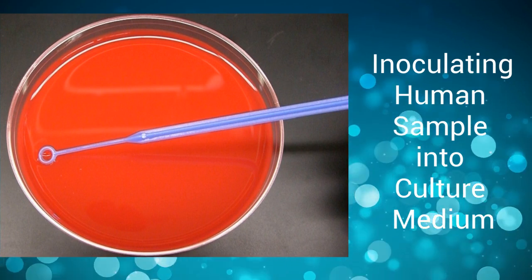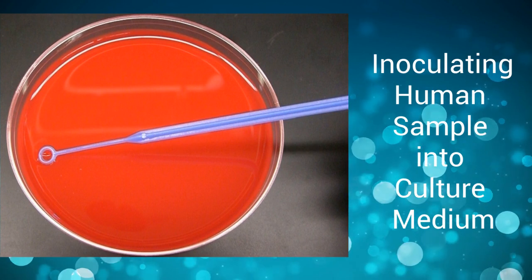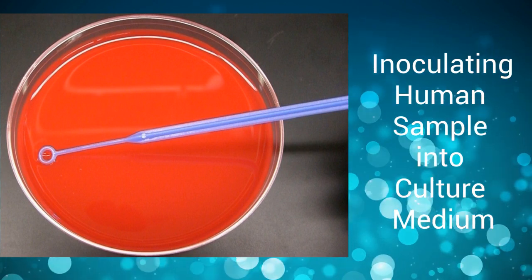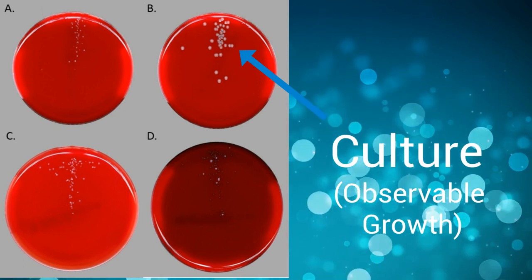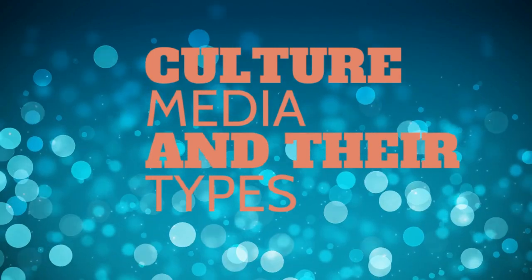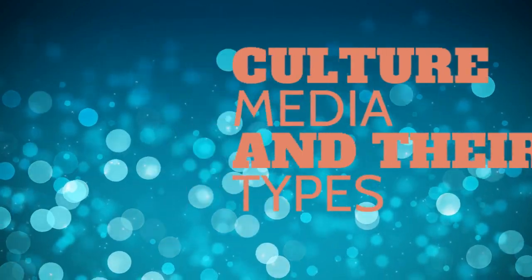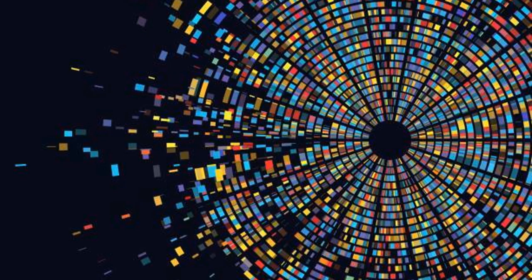Inoculation is the first step where we introduce the human sample into a medium that can allow the pathogen to multiply freely. The observable growth that appears on the medium is known as culture. Before we learn the techniques of inoculation, we must know various types of media that are used for inoculation. So, in this video, I will give you an overview of different types of culture media.